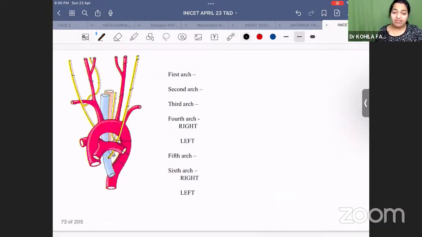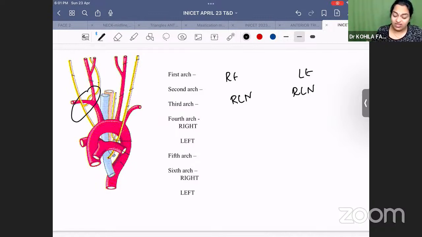And they've asked why does the course differ on the right and the left side for the recurrent laryngeal nerve. Because on the right side, what happens? The ductus arteriosus part is missing. So the right recurrent laryngeal nerve, as we saw in the previous image-based question, goes up to wind around the first part of subclavian artery.